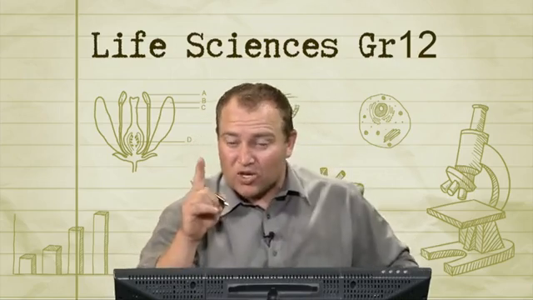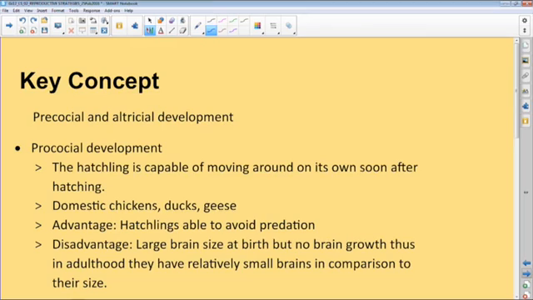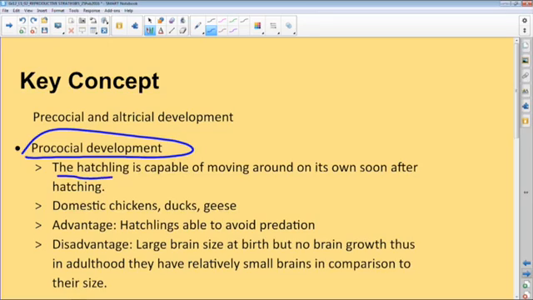Next one, let's see what else we've got here. Key concepts, the last one, remember these words. These are the words I cannot say for the life of me, and I don't know why. Okay, but here we go. The hatchling is capable of moving around on its own soon after it's hatched. Very soon after it's hatched. In other words, it breaks the shell and off it runs.